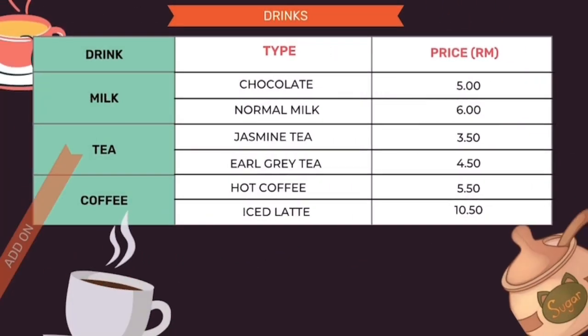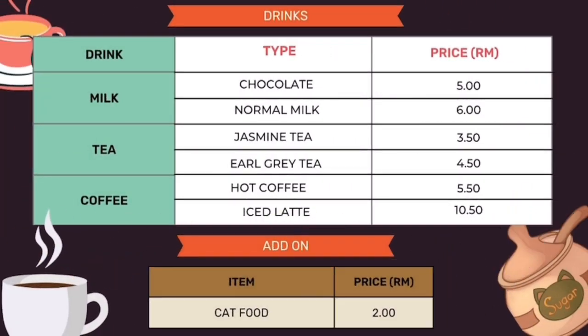The second input is drinks. Here, we have 3 types of drink and its choices. The main product is milk, tea and coffee. For milk, we have chocolate and normal milk. Next, tea comes with jasmine and Earl Grey tea. And last but not least, coffee with the option of hot and ice.